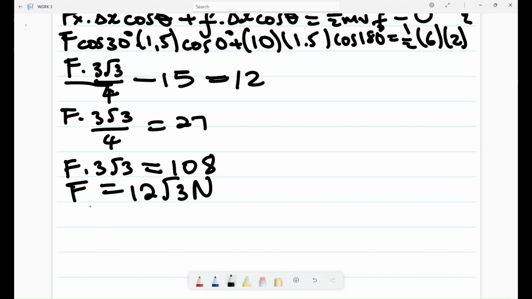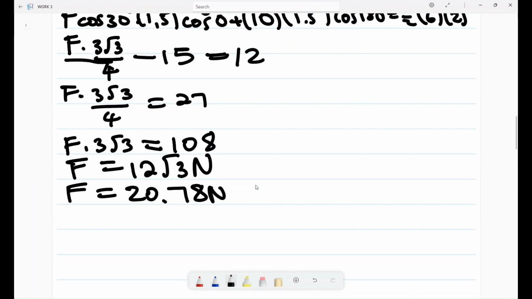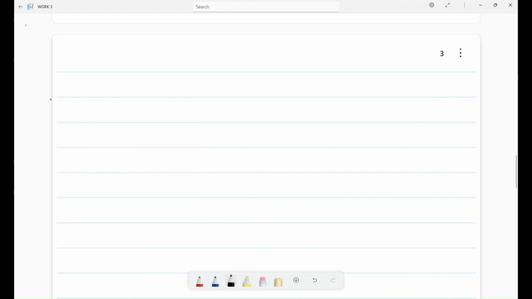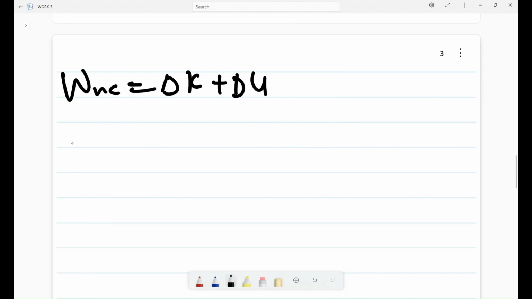But remember, in physics, you do not write your answer like this. Therefore, your force should be in 2 decimals: 20.78 newtons. Now, firstly, let's just use another formula of work done by non-conservative forces equal to change in K plus change in U. I want to show you something.